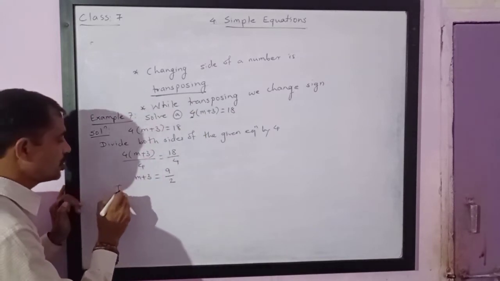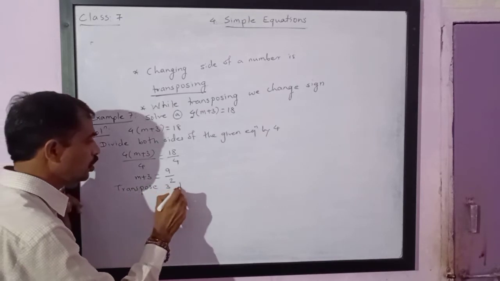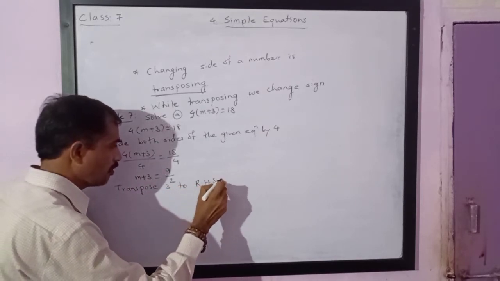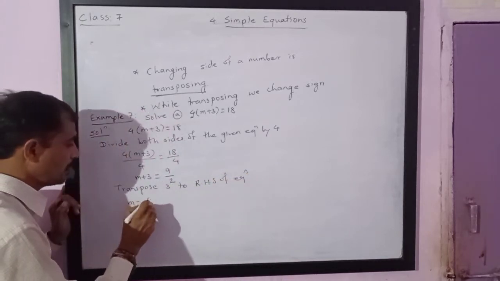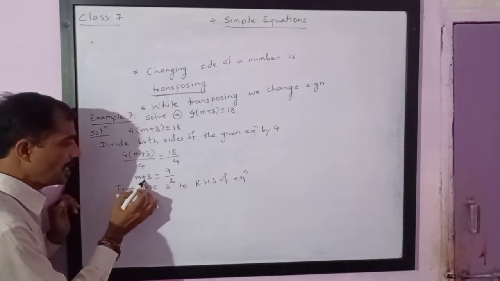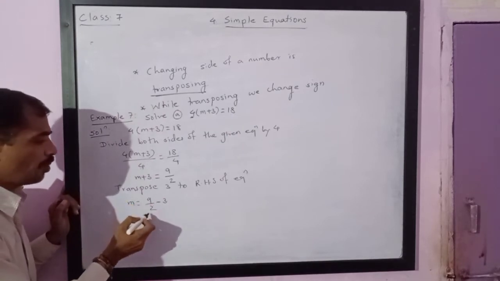So transpose 3 to the right hand side of the equation. You will get m is equal to 9 upon 2. While changing sides we need to change the sign. Here it is positive, so it becomes negative. Now 9 upon 2 minus 3.